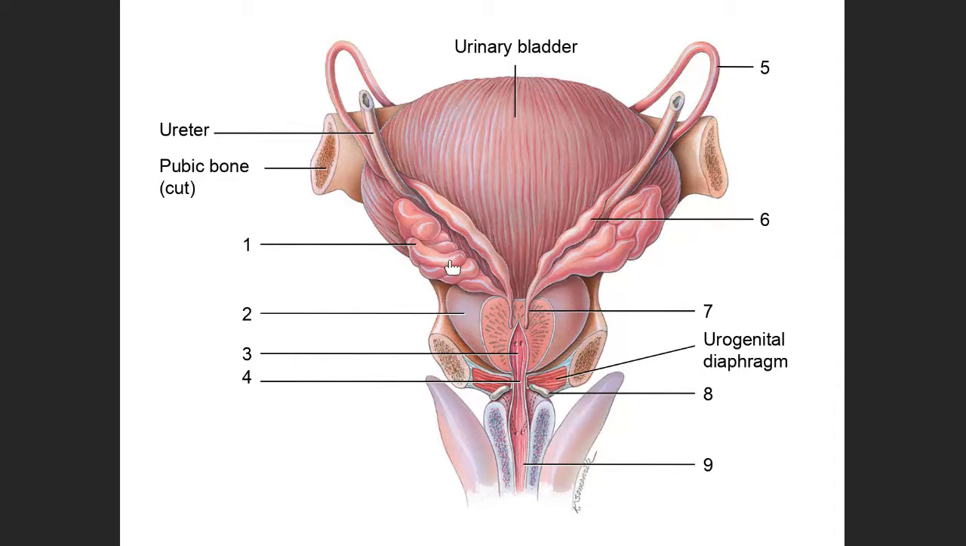Number 1, both of them are the seminal vesicle. 2 is the prostate gland. 3 is the prostatic urethra, 4 is the membranous urethra, and 9 is the penile urethra. Number 7 is the ejaculatory duct. Number 8, both of them are the bulbourethral gland or Cooper's gland. And I told you number 9 is the penile urethra.